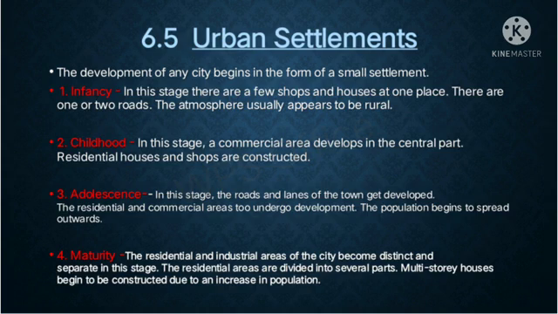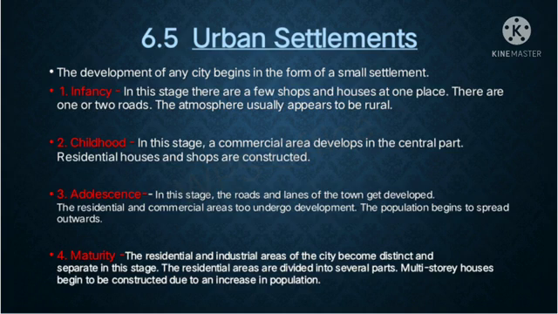Urban settlements. The development of any city begins in the form of a small settlement. First, infancy. In this stage, there are a few shops and houses at one place. There are one or two roads. The atmosphere usually appears to be rural. Second, childhood. In this stage, a commercial area develops in the central part. Residential houses and shops are constructed.